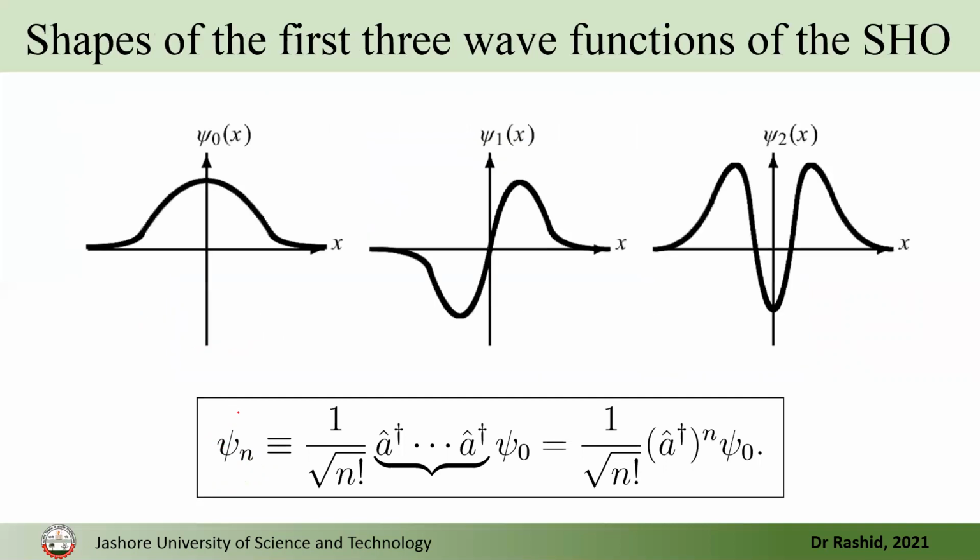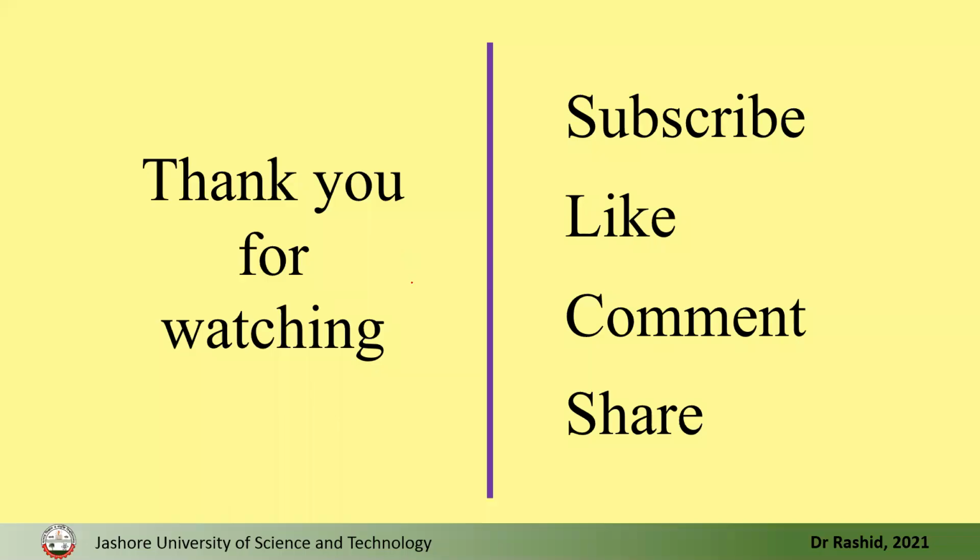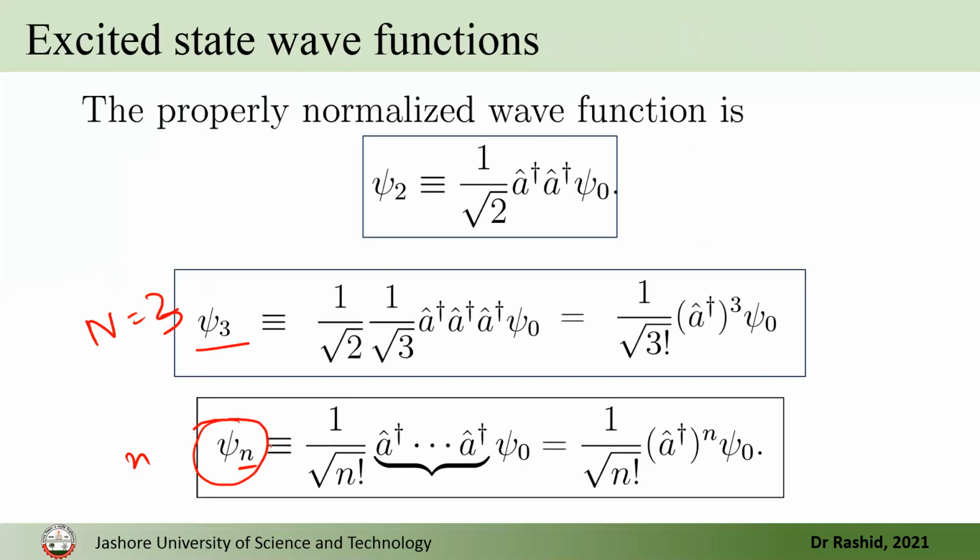So let's do that. Before we go here, just to show how the wave functions look like. This is the ground state, this is the first excited state, and this is the second excited state. Okay. So to do so, we operate the number operator on psi n. So we know that the psi n we define to be like this. So you operate the number operator on this one.